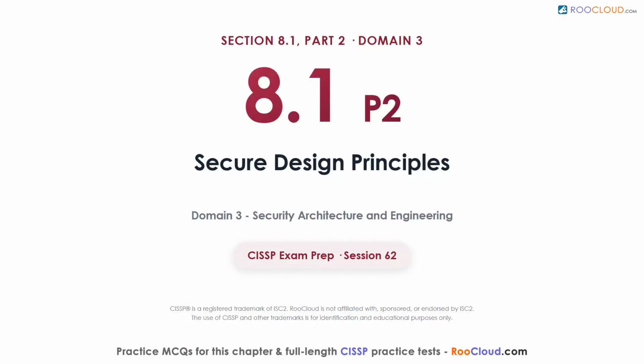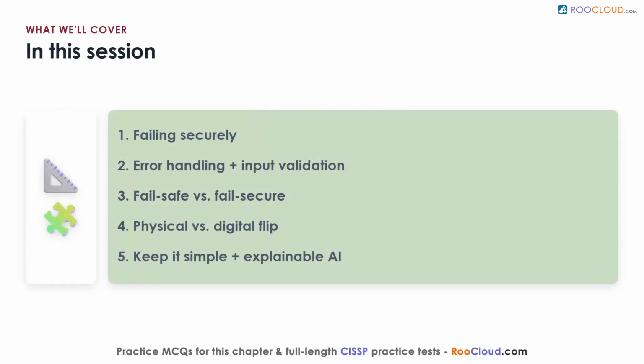Welcome to Section 8.1, Part 2. This is the 60-second session of the CISSP Exam Prep series. This part continues our tour of secure design principles. In this session, we'll cover how systems should behave when things go wrong and why simpler is safer.